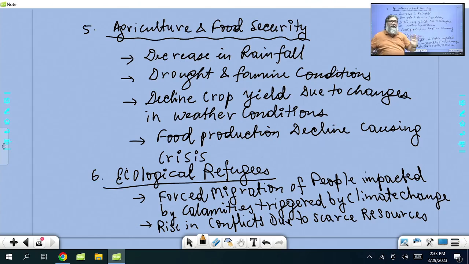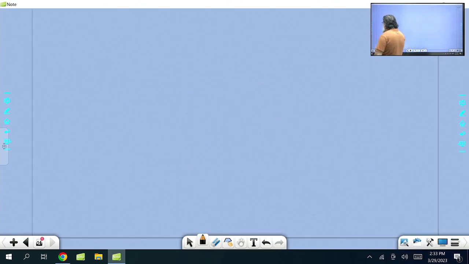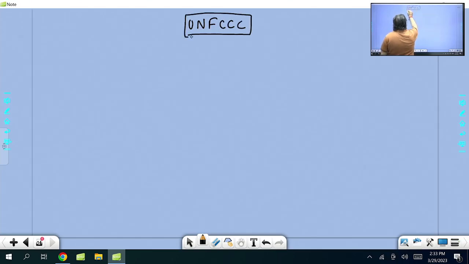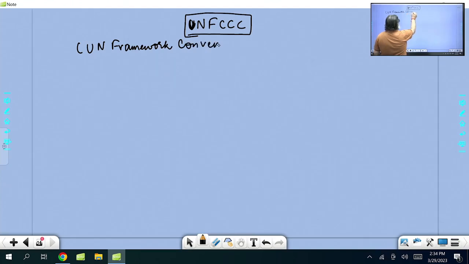So, in order to address this, the initiative that has been brought is a very landmark convention called UNFCCC, the United Nations Framework Convention on Climate Change. I write the full form here: UN Framework Convention on Climate Change. It's a framework convention, not a completely binding convention.